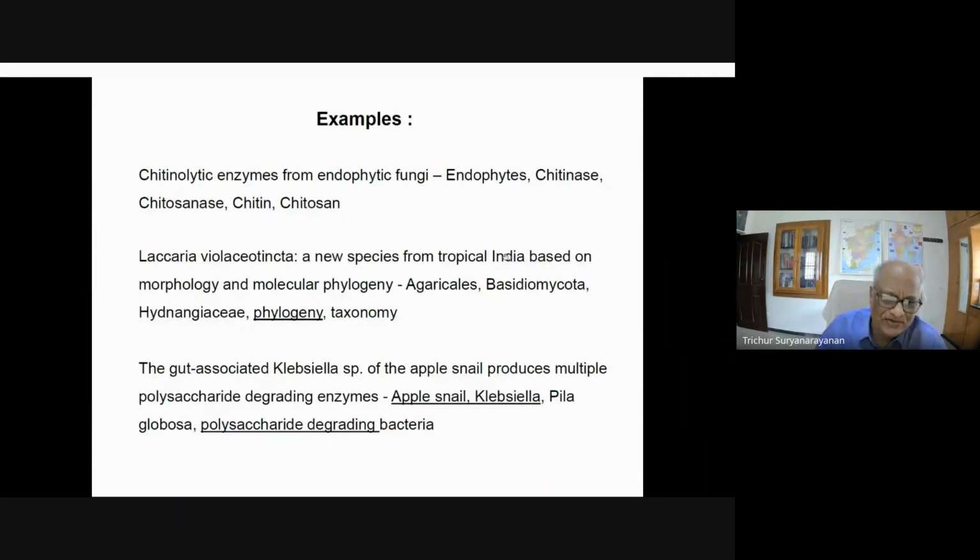Examples. There is a paper, chitinolytic enzymes from endophytic fungi. So the keywords were endophytes, because there are endophytic fungi and endophytic bacteria, but the general term is endophytes. Therefore, if somebody types endophyte, that can also fetch this paper. Chitinase, because here we are saying chitinolytic enzymes. There are different types of chitinolytic enzymes, for example chitinase, chitosanase. And then chitin is the substrate, which is not in the title, therefore you put that. And chitosan is one of the products. So if they type any one of these, it could fetch this paper.